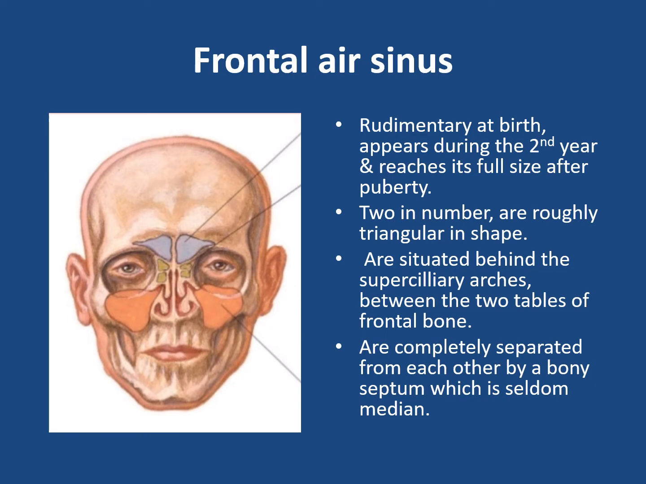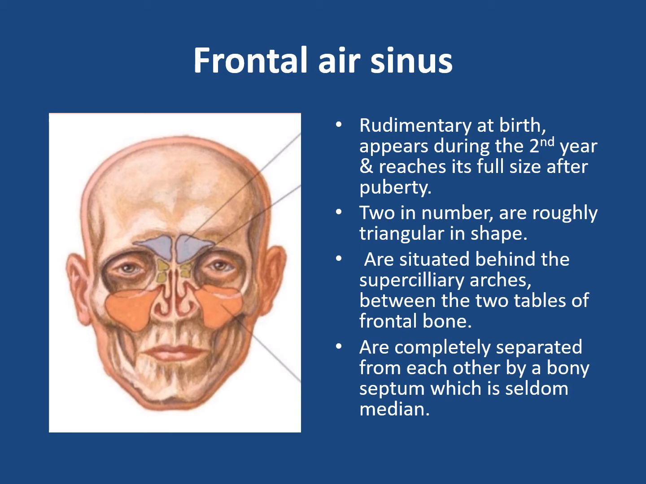Now let us see the paranasal sinuses one by one. First, the frontal air sinus. I hope you can identify the frontal air sinus, yes, over the eyebrows. The frontal air sinuses are rudimentary at birth and they appear during the second year of life, and they reach their full size only after puberty.